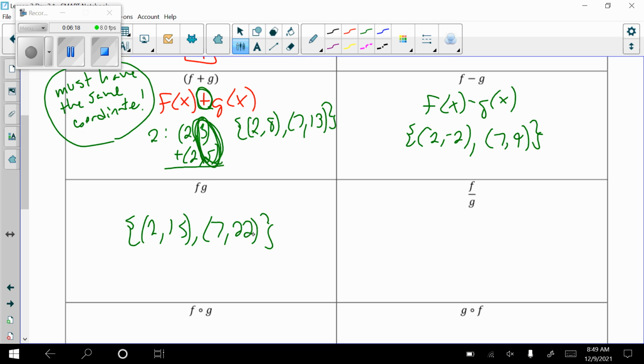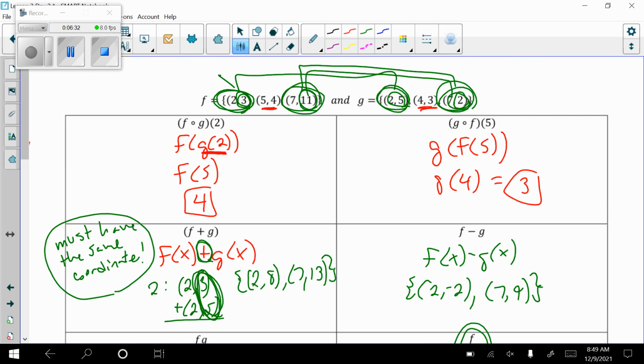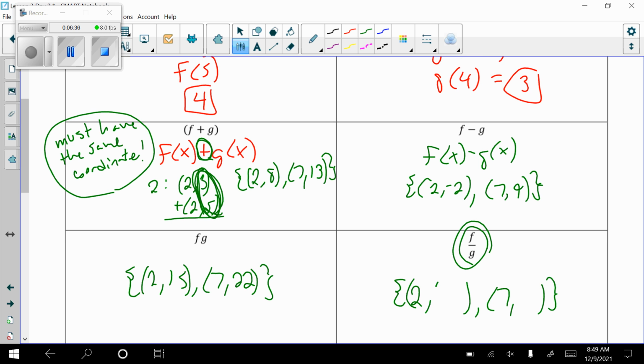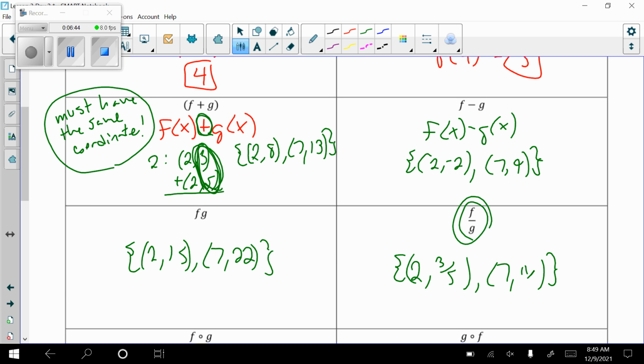Okay, now I'm going to divide f divided by g. So still, again, I'm going to have my 2 and my 7. I'm not messing with my x part of my coordinate point. And so let's see, f, so I have 3 fifths. So let's write that down. So 2, 3 fifths. And then I have 11 over 2. So 11 halves, like that.